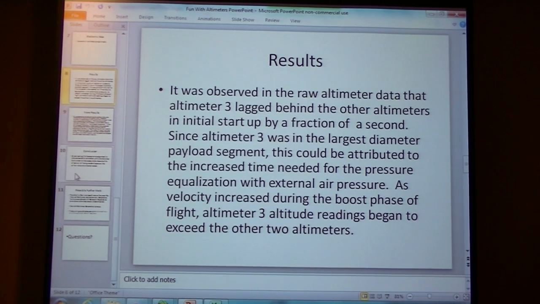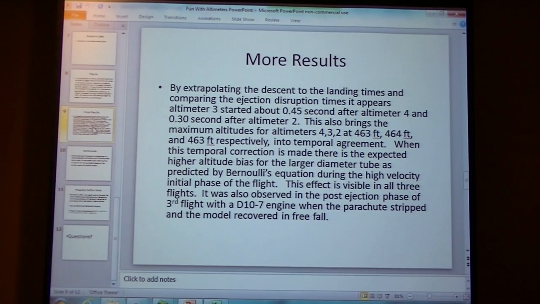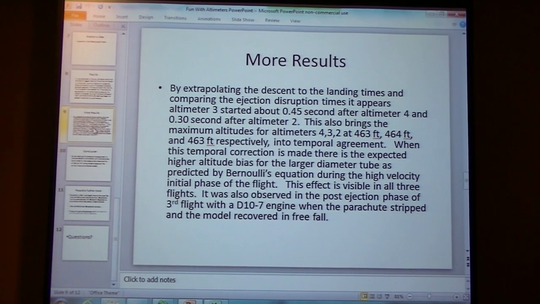Okay, let's go on to the next part of it. And basically it gives the appearance of starting nearly half a second, like 4 or 5 seconds after altimeter 4 and altimeter 2, so that even these two down here and 4 up here were set back at slightly different times depending on the vent speed and where they were along the rocket. This also brings their altitude when they hit maximum, and there the rocket's slowed down at the top. You go up and it coasts, and velocity sideways is slower, and particularly the velocity vertically is slower, so it has a chance to equalize.